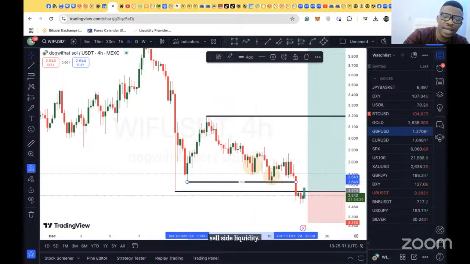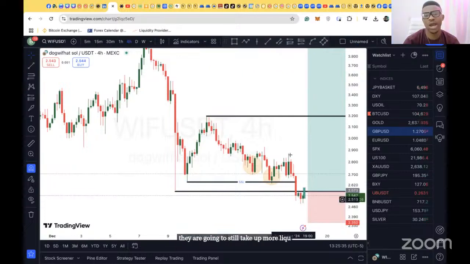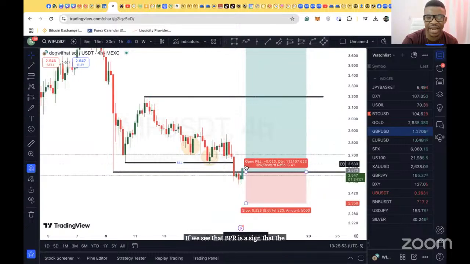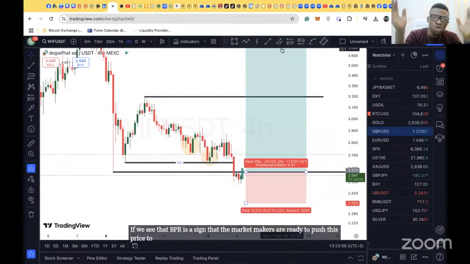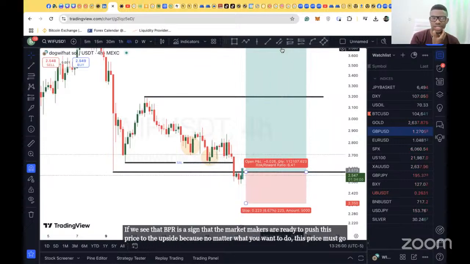They are going to still take up more liquidity to the downside. And when they do that, there's something we call a balanced price range, BPR. That thing is supposed to occur. If we see that BPR, it is a sign that the market makers are ready to push this price to the upside. Because no matter what you want to do, this price must go to the upside. It's bull run, ladies and gentlemen.